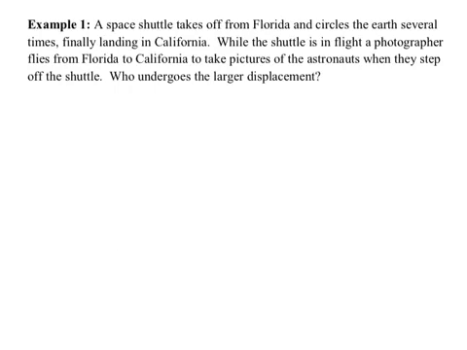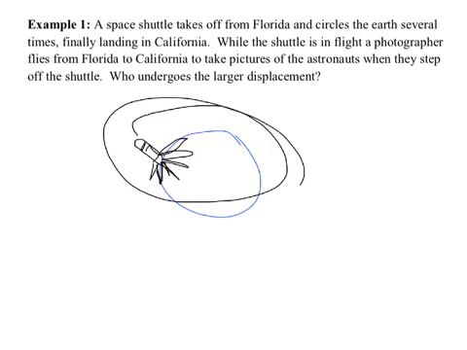Now for this example, we see that a space shuttle takes off from Florida and circles the Earth several times. So right away, in your mind, here's the Earth, here's the space shuttle. The space shuttle is flying around the Earth once, maybe twice, a few times. Let's see what it says. It says it lands in California. And then it says, while the shuttle was in flight, a photographer flies from Florida to California to take pictures of the astronauts when they step off the shuttle.